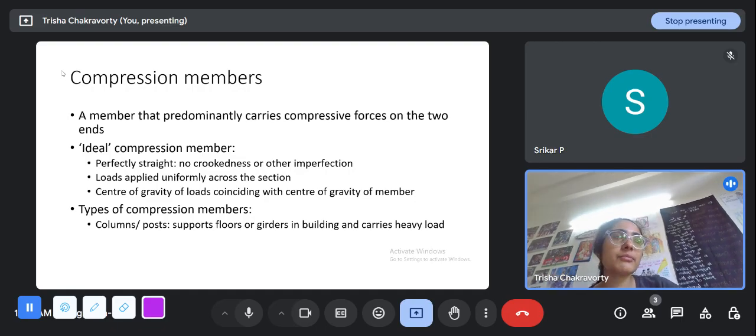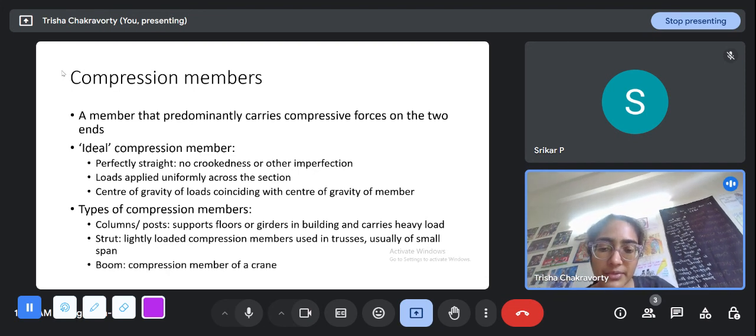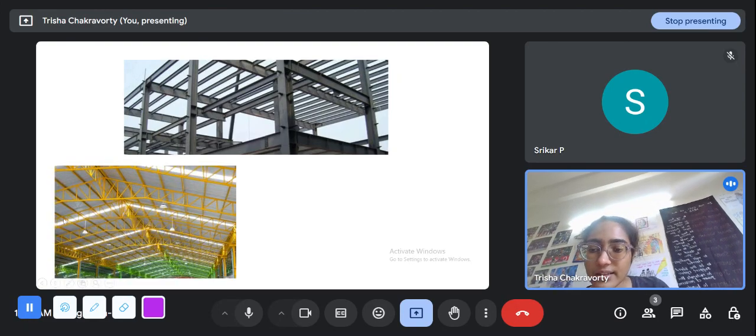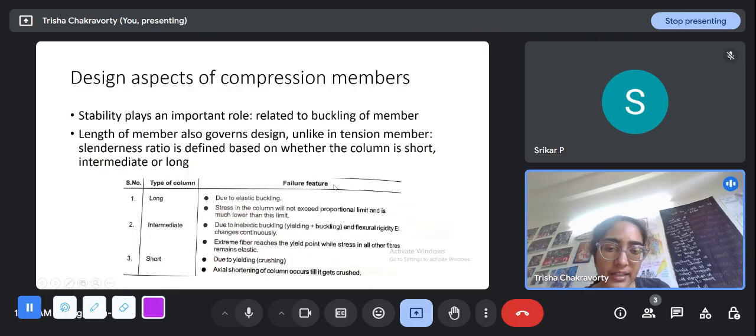When we think of compression members, the first thought that comes to our mind is columns, and this is that. And struts are lightly loaded compression members used in trusses, usually of small span. And booms are compression members of cranes. So these are columns. These are trusses. Some of these will be compression members, especially these vertical ones. And this is a boom in a crane.